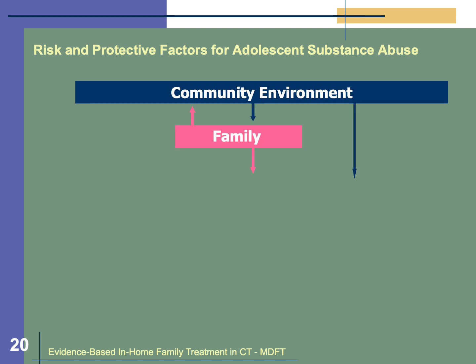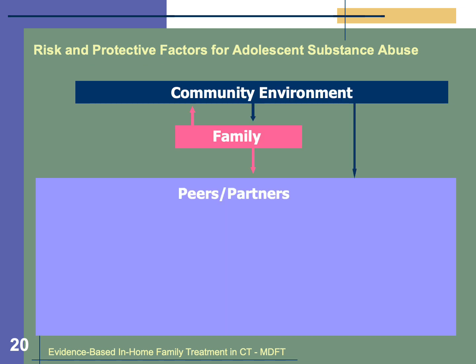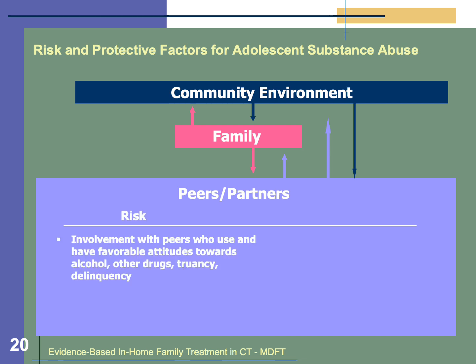And essentially what you have is the community environment influencing the family, which then goes to the peers. And these peers and partners go back and influence the family and the community environment. So this is where the ecological systems perspective talks about interaction, so that one thing affects another, and that affects something else. So everything is influencing one another. And this goes for risk and protective factors.